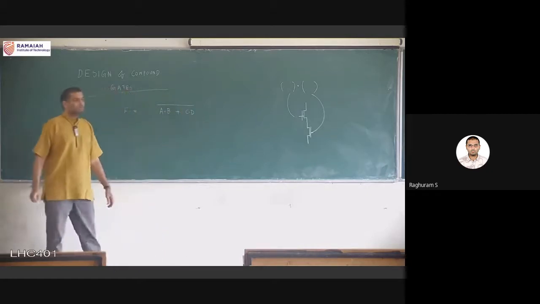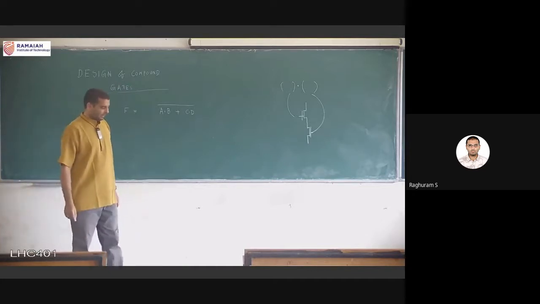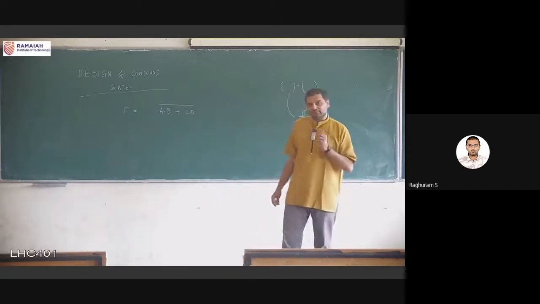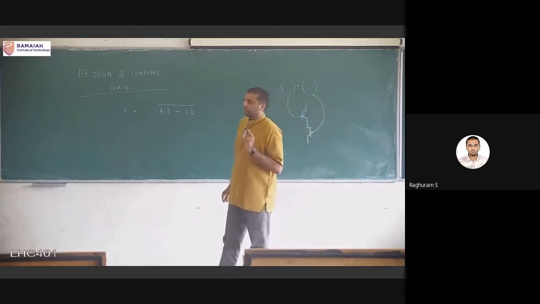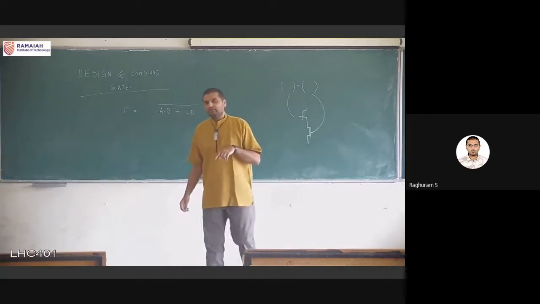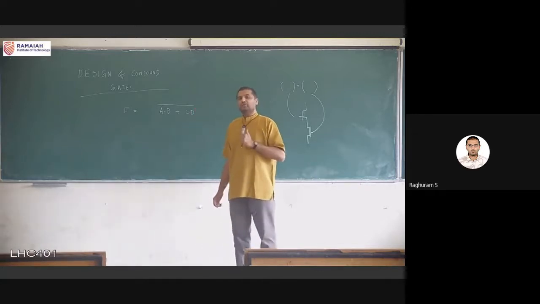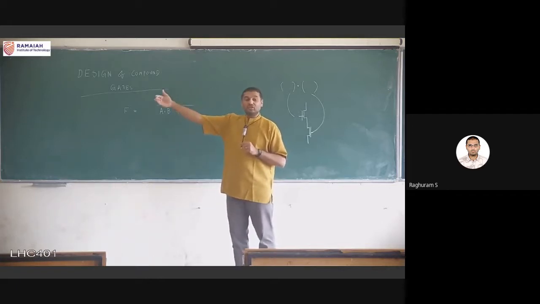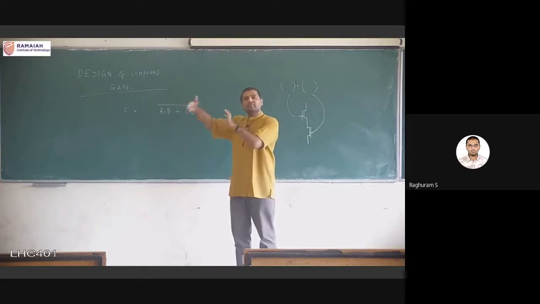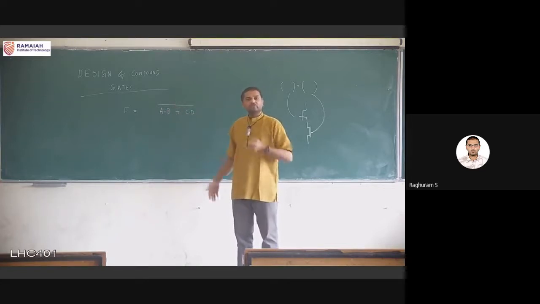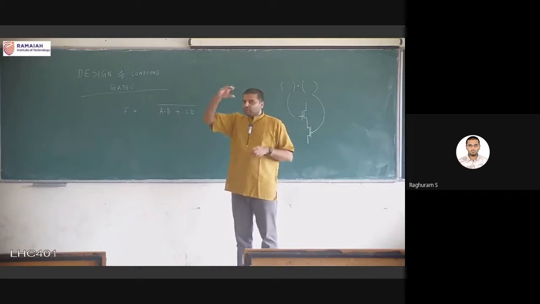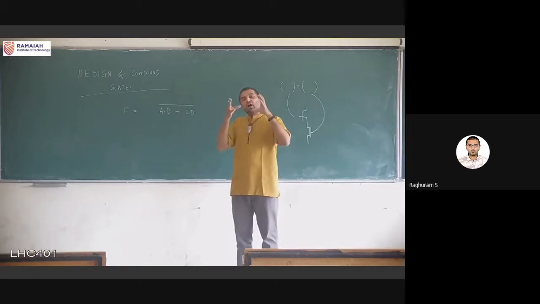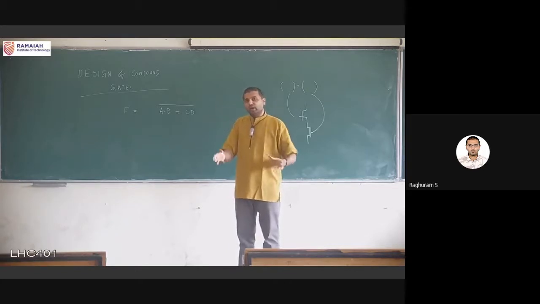AB plus CD, the whole bar. And anytime you have a function, you have to first make one decision. What is that decision? Sum of products or product of sums. If it is sum of products, okay, your pull down network is going to have many parallel branches. How many parallel branches? However many sums are there in your function. If it is product of sums, your pull down network is going to have many series networks. How many series networks? However many terms are being multiplied in your function.